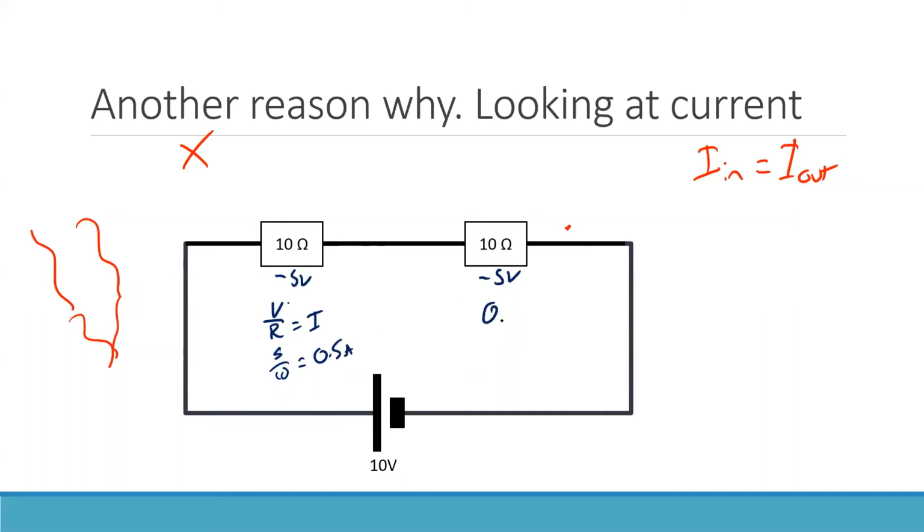And this one is going to be 0.5 amps, which means that the voltage going in is the same as the voltage coming out. The current going in is the same as the current going out. So it passes this law. And that's pretty important here. So I guess that's pretty much it for the time.